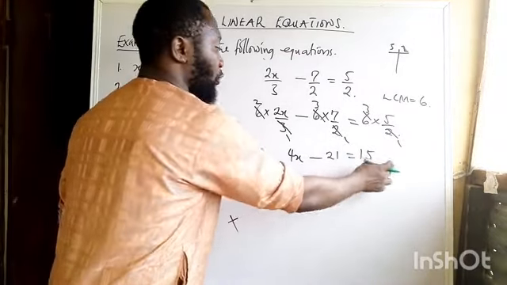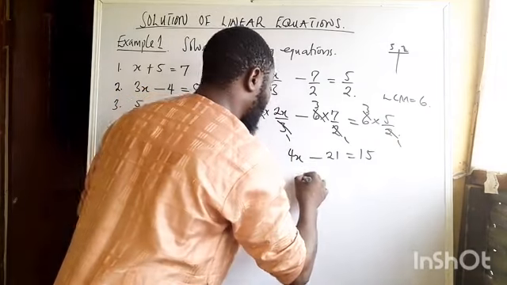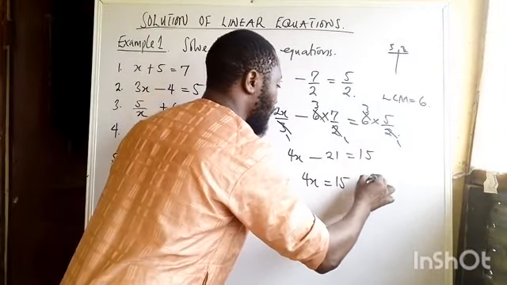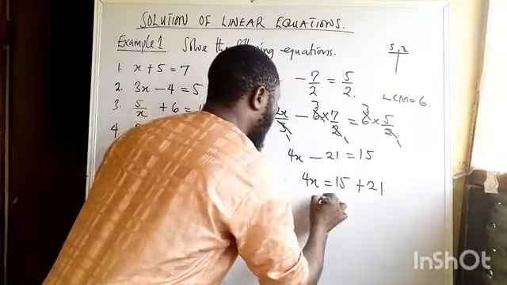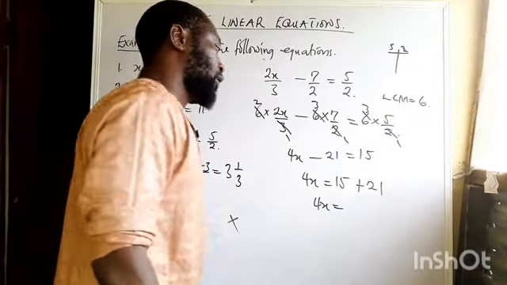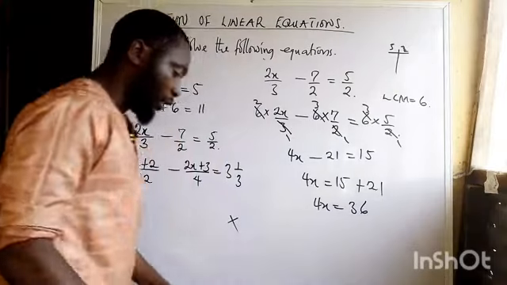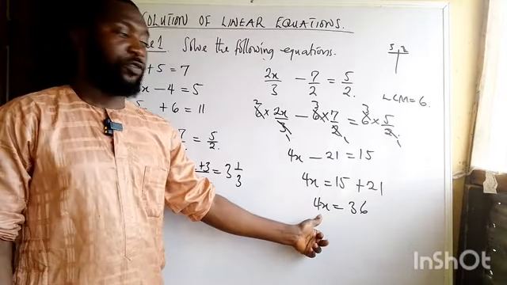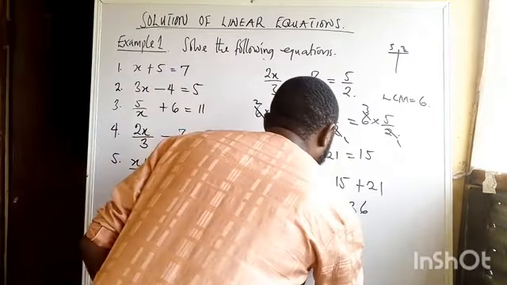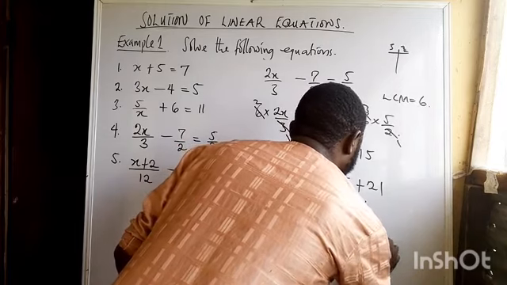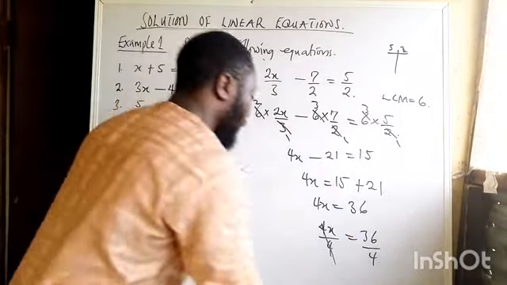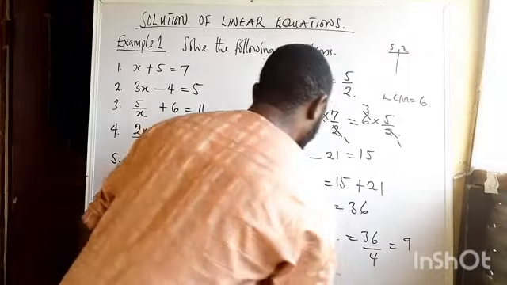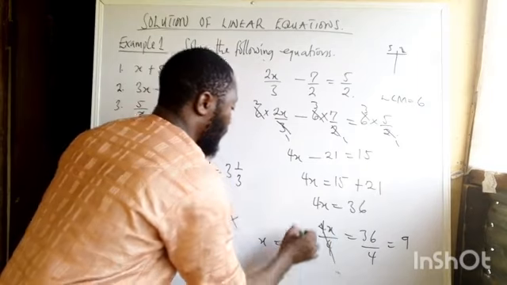Now we add 21 to both sides. So 21 will be taken to the other side. So you have 4x equals 15 plus 21, because when you move this negative 21 to the other side, it becomes positive. That is 36. To get x, similar to what we've done earlier, we divide both sides by 4, because 4 is the coefficient of x. So 4x divided by 4 equals 36 divided by 4. 4 is gone. What is left? x. How many 4s go in 36? That is 9. Meaning our x equals 9.